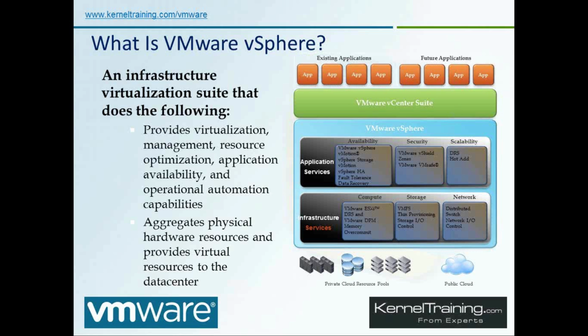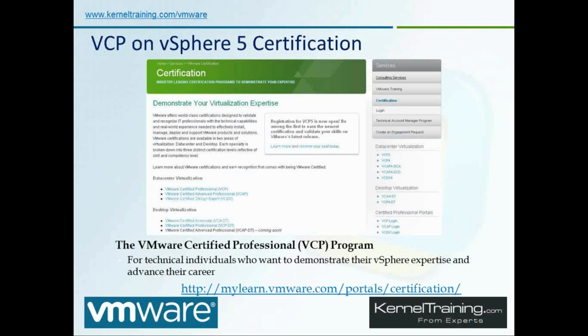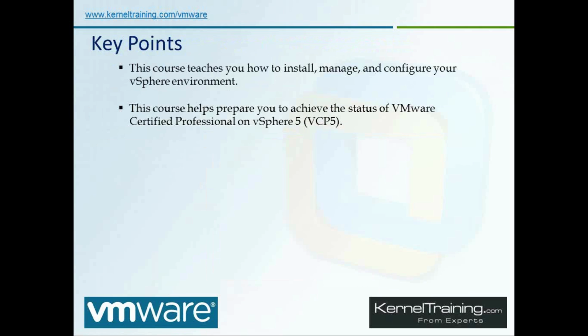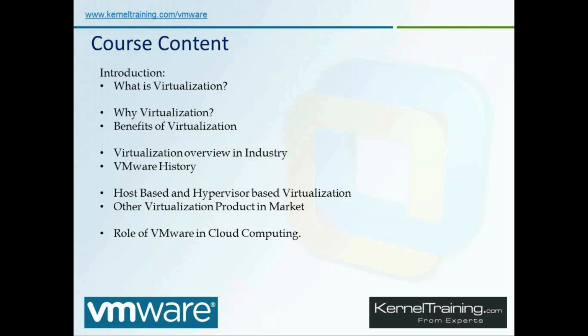Next, DV switch. This is the switches concept. We have two types of switches: standard switch and DV switch. We shall discuss them in a later step. Next, the certification is VCP 5. To get certified in VMware, we need to attend this certification exam. That is called VCP 5, for vSphere 5.